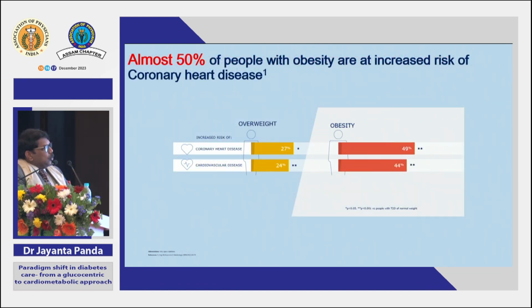So people with coronary heart disease and people with cardiovascular comorbidity, if overweight, which is 27 and 24%, becomes almost double, 49 and 44%, if they go to the category of obesity. And 50%, half of the people with obesity, are at increased risk of coronary heart disease.